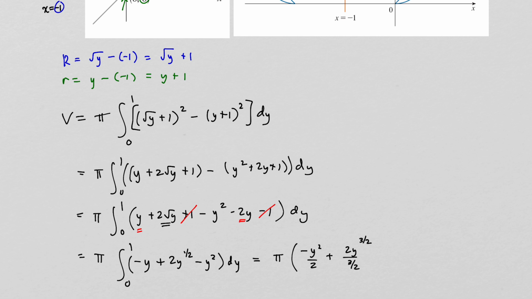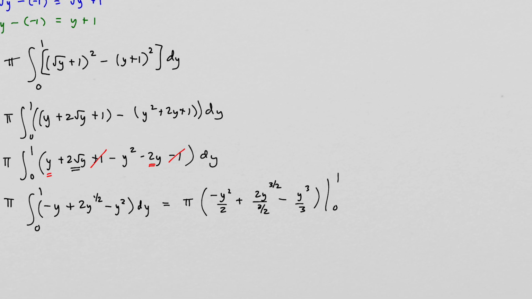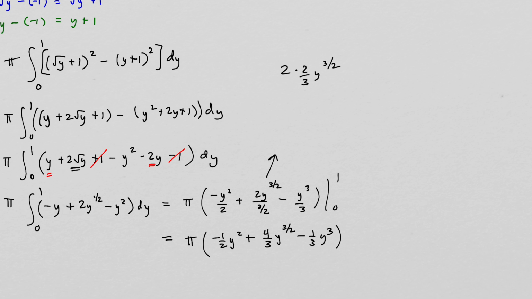Hopefully your antiderivatives are getting better so that I don't have to explain all those steps. And then the last thing we need to do here is, let's go ahead and simplify. So, -1/2 y squared plus 4/3 y to the 3/2 minus 1/3 y cubed. So right here, in case you're wondering, remember, you have to be careful. We are multiplying by 2/3 there, right? Because when you divide by 3/2, you're multiplying by 2/3. So that's how I got this 4/3 here.